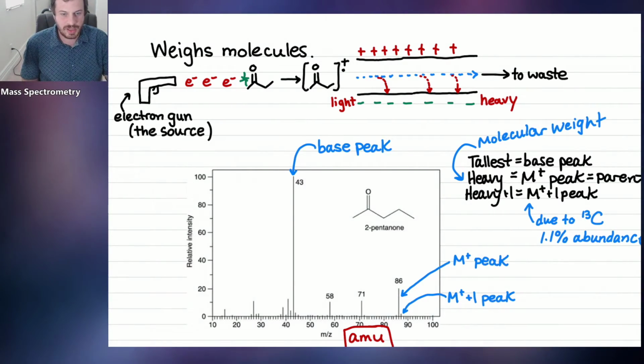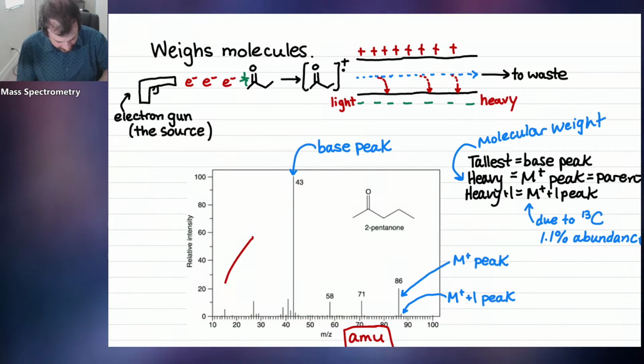Okay. Now, I never mentioned about this base peak. What's going on? Well, it turns out that when you shoot a molecule with electrons, sometimes you knock off an electron, give it a positive charge, but sometimes you also cause the molecule to break into pieces. And so these little peaks down here are pieces of the molecule called fragments.